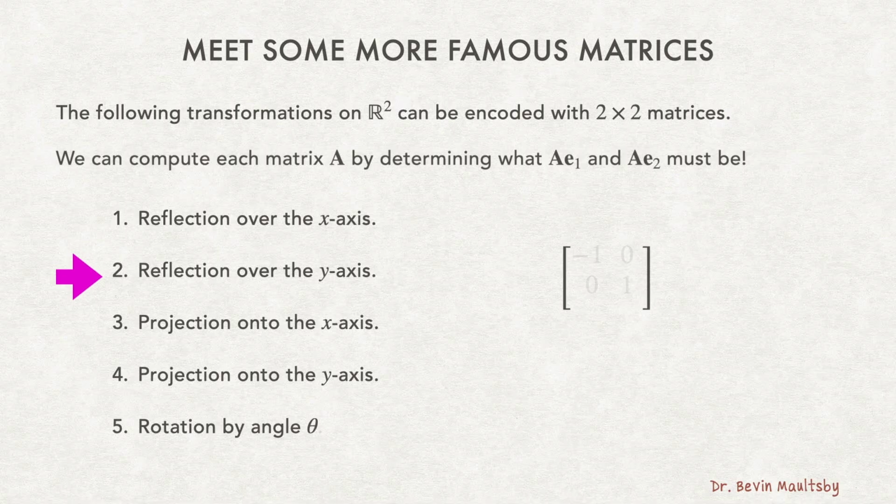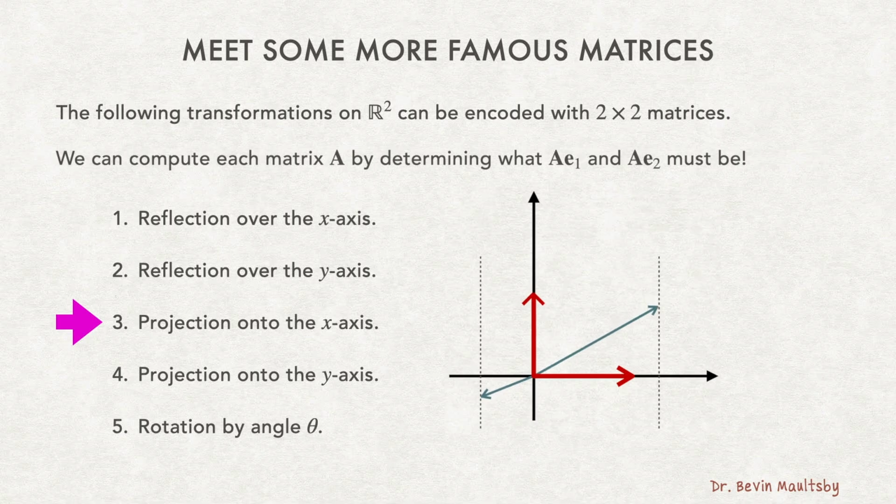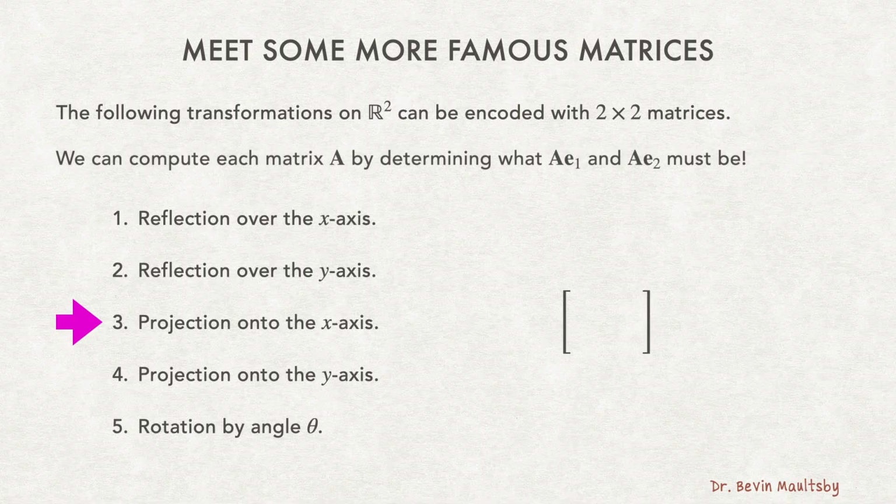Okay, let's similarly talk through the idea of projection onto the x-axis. To project the xy plane onto the x-axis means to basically crush it flat onto the x-axis. So everything just gets sent straight down or straight up to the x-axis. Thinking back to the E1 vector, what happens if we try to project E1 onto the x-axis? Well, it's already there. It has no change. So the first column of this matrix is 1, 0.